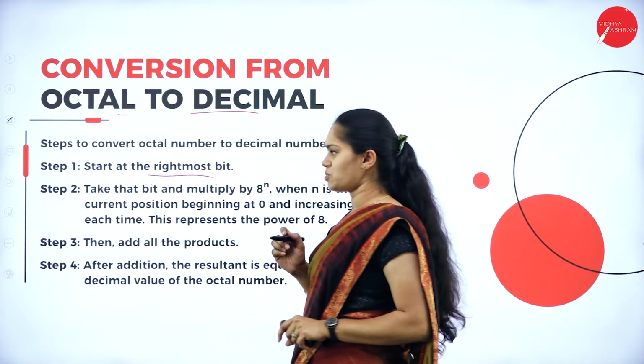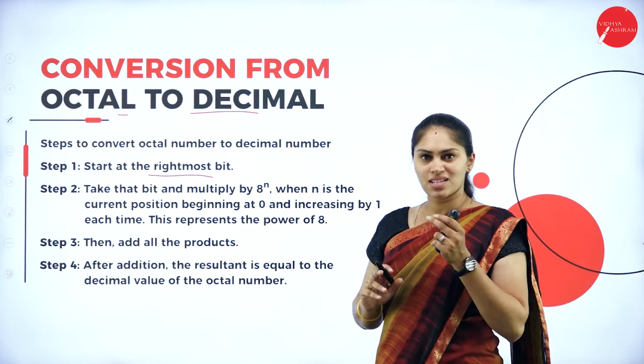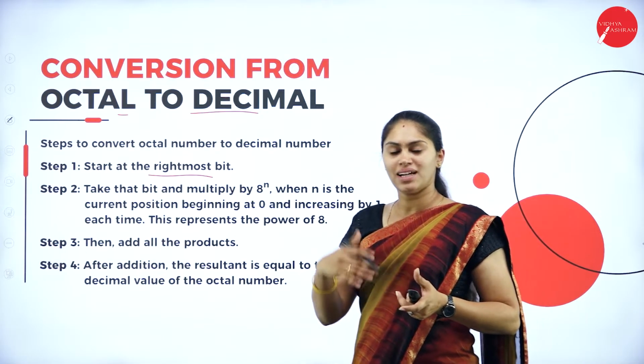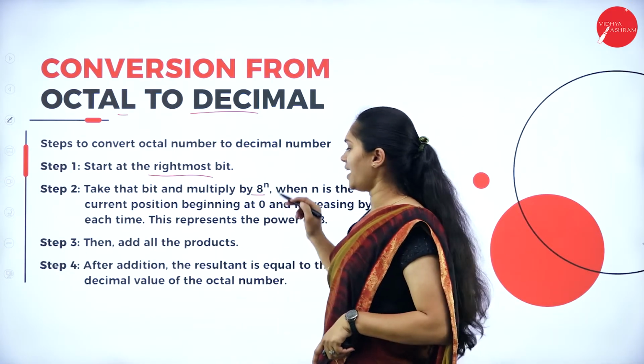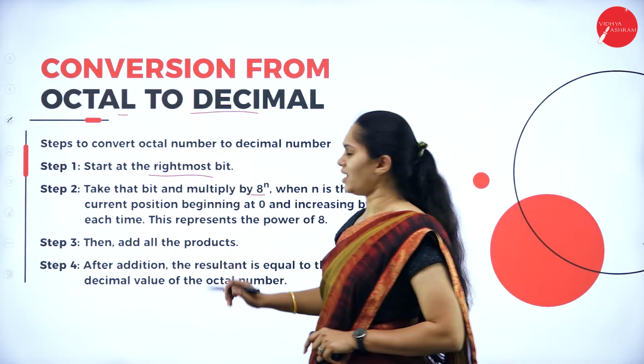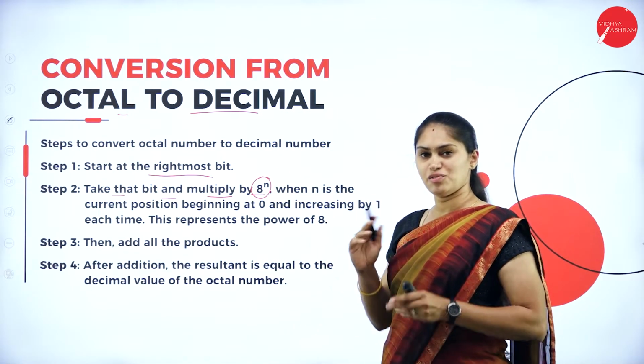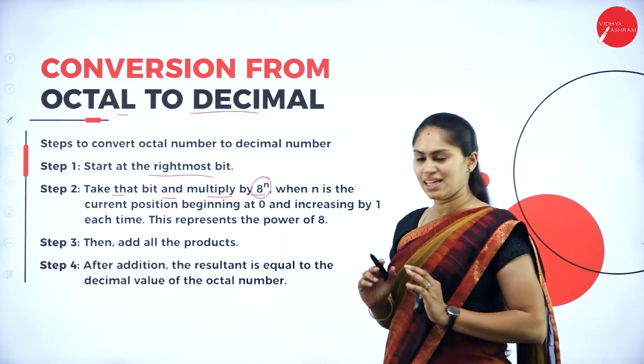Start at the rightmost bit. How we are done for the binary to decimal, same thing. But here slight difference is what? Instead of multiplying it by 2, we have to multiply it by 8. That is what. So need to remember all the steps. Then go with a example. Take the bit and multiply it by 8 power n. If it is 8 power 0, 8 power 1, anything it can be.